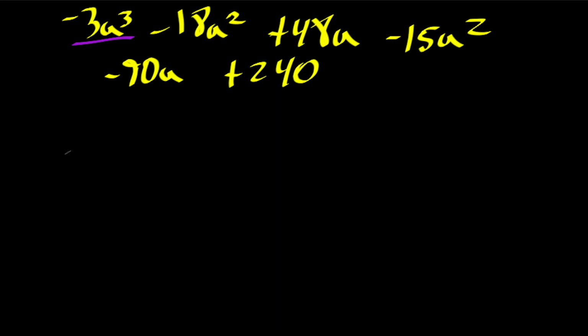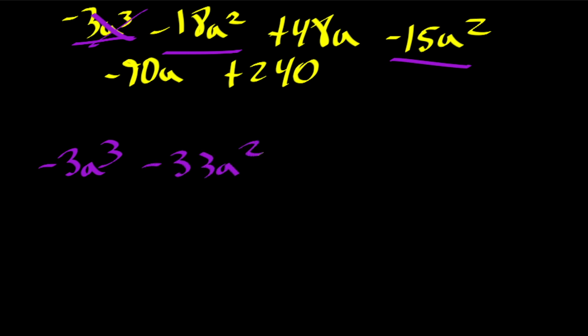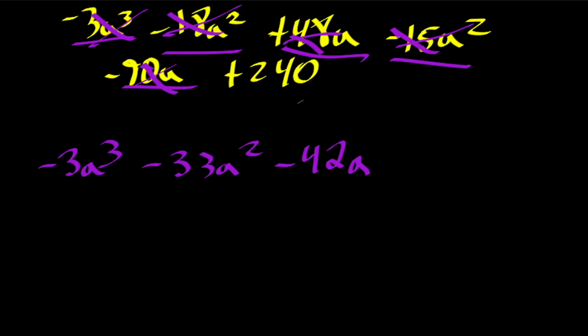So is there a like term for negative 3a to the third? No, there's not. Is there a like term for negative 18a squared? Yes, it'd be minus 15a squared. So that would give me negative 33a squared. All right, now positive 48a could combine with negative 90a, which would give me negative 42a. And then the last thing I have is 240, so I would just say plus 240.